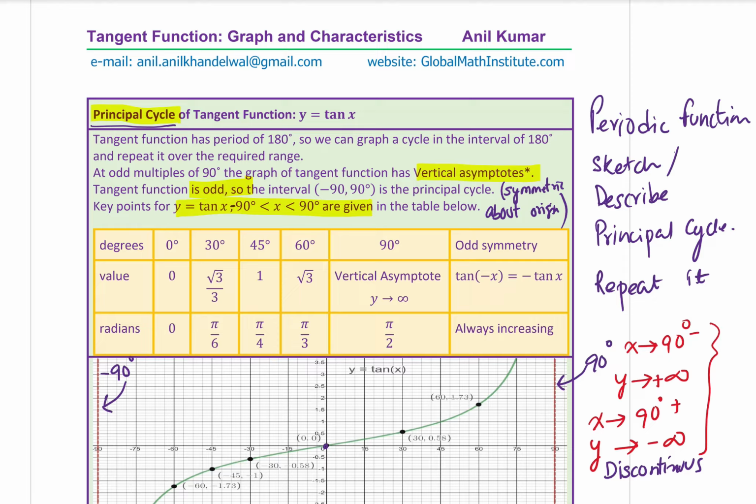So our principal cycle here will be from minus 90 degrees to plus 90 degrees, right? Those who are working in radians can say from minus pi by 2 to plus pi by 2. So that becomes our principal cycle. Now we'll consider the key points in this principal cycle. So let's go to the right hand side, where we'll consider the key points, which is here.